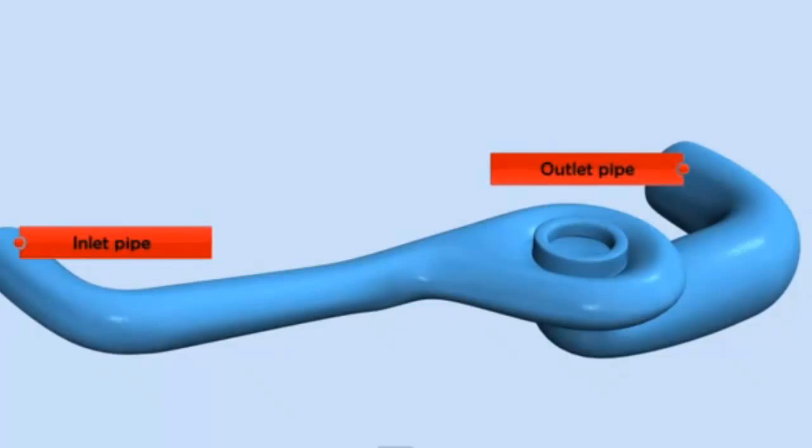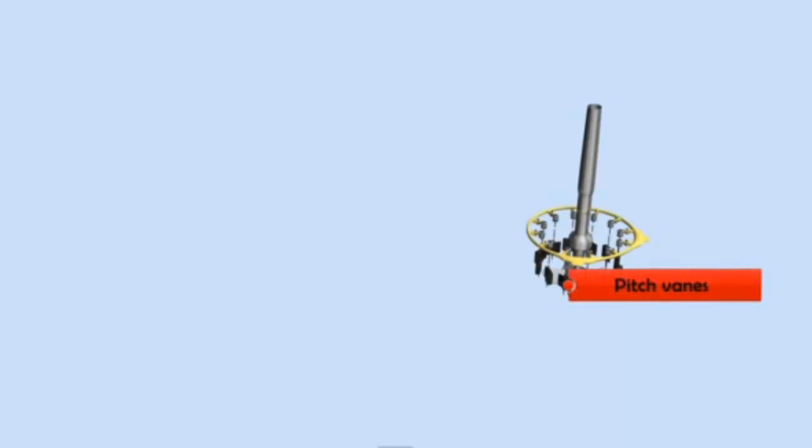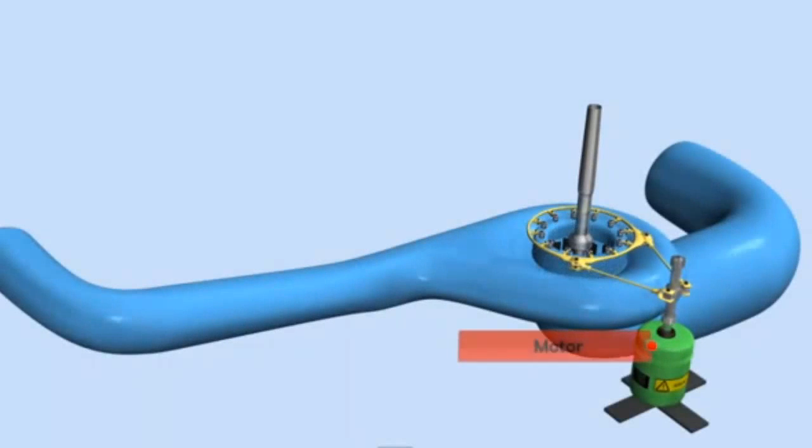A turbine, usually a Kaplan turbine, is installed in the pipe system. Other turbines, such as Francis turbines, are less common for this type of power plant. The runner of a Kaplan turbine looks like a propeller or the screw of a ship. Adjustable pitch vanes enable it to work efficiently over a range of flow rates. The pitch vanes are driven via an electric motor.